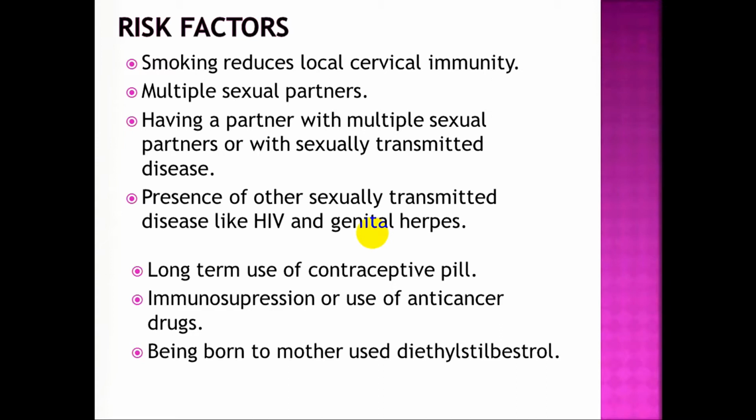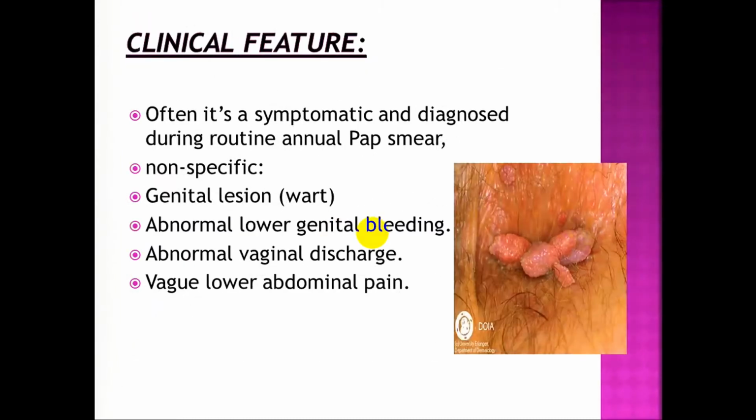Smoking reduces local cervical immunity. Other risk factors include multiple sexual partners, having a partner with multiple sexual partners or with a sexually transmitted disease, presence of other sexually transmitted diseases like HIV and genital herpes, long-term use of contraceptive pills, immunosuppression or use of anti-cancer drugs, and being born to a mother who used diethylstilbestrol.